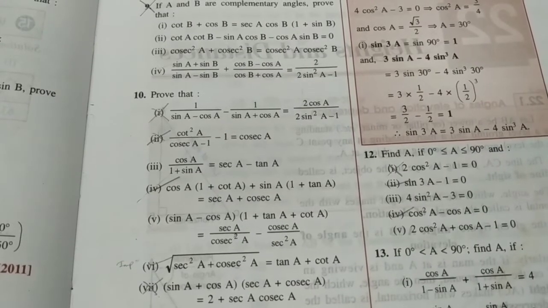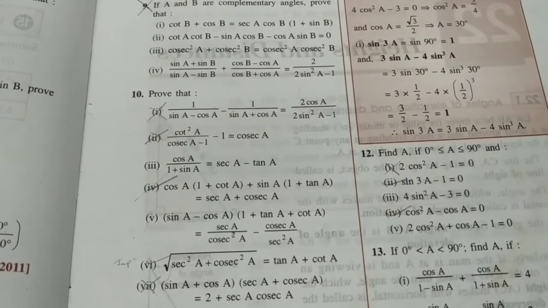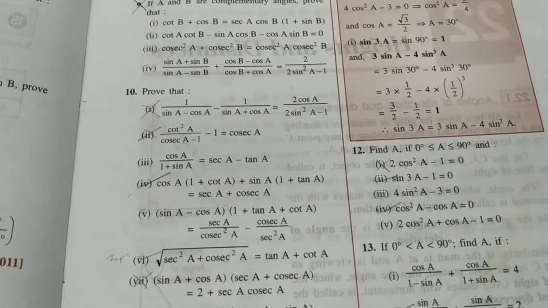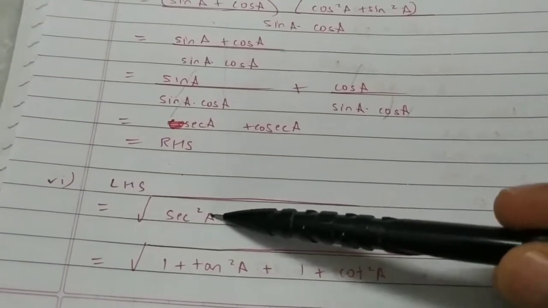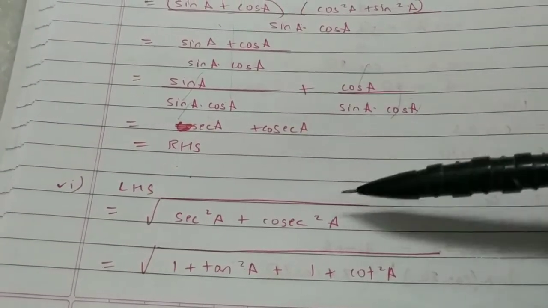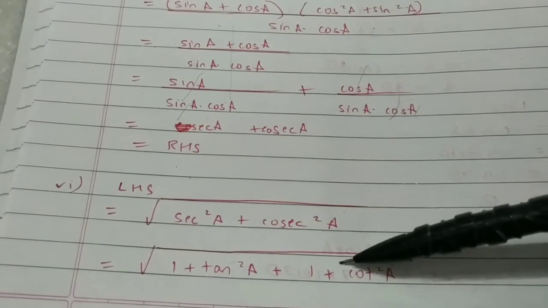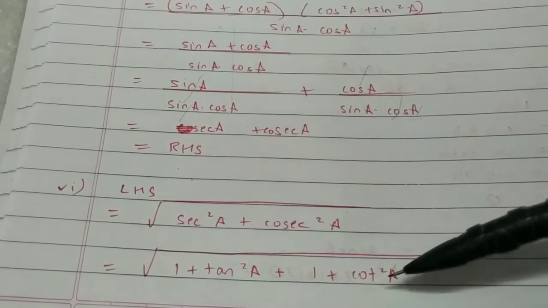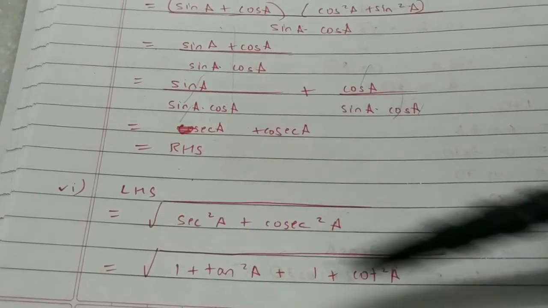Again a root sign here, but you'll have to manipulate the sum to get the RHS very easily. You want a shorter method? First convert sec square A to 1 plus tan square A, and cosec square A into 1 plus cot square A. So that becomes tan square A plus cot square A plus 2. But how do I get rid of the root sign yet?